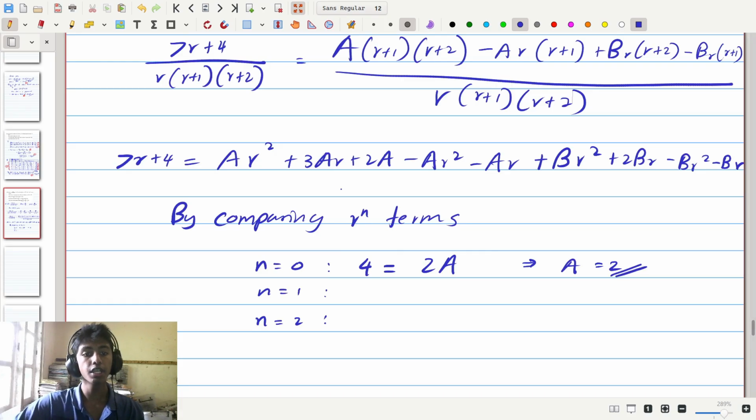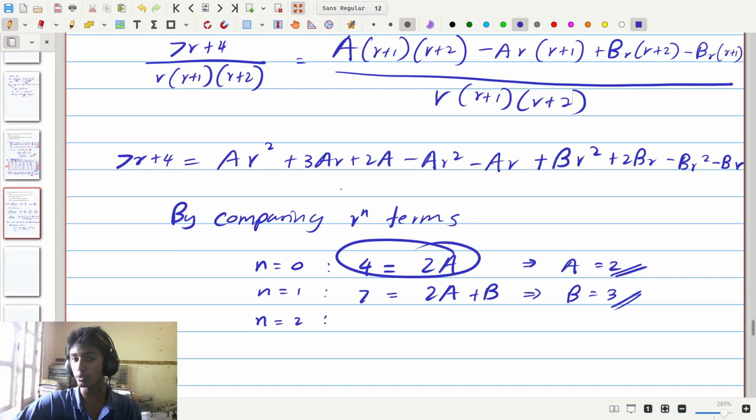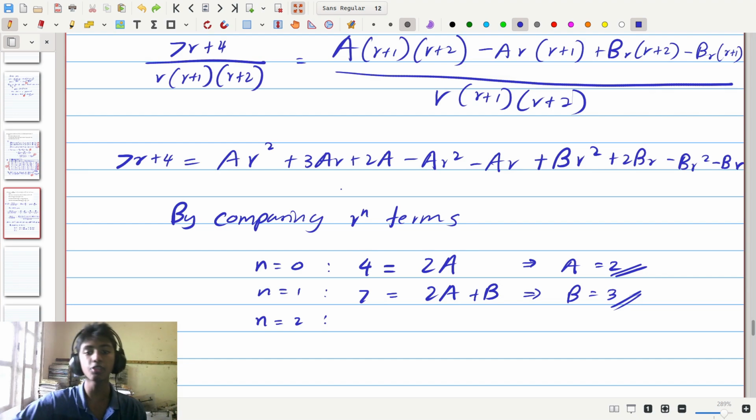Now for the rest of it, if we take n equals 1, we can see we have 7 times R on the left hand side. If we compare the coefficients, that's going to be 7 on the left. On the right hand side, we have 3A, which is going to be 6, but we'll write it as 3A, minus AR, so it's going to be 2A, and then we have 2B, and B minus BR, so that's just going to be B. So we have 2A plus B. Now already this is sufficient for us to conclude that B is equal to 3, because if you substitute 2A into here, we can see that 2A is equal to 4, which means that we have 7 equals 4 plus B. Subtracting 4 from both sides, we can see that B is equal to 3.